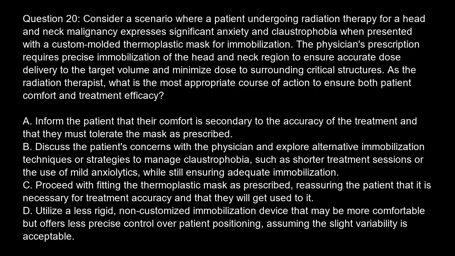Option A. Inform the patient that their comfort is secondary to the accuracy of the treatment and that they must tolerate the mask as prescribed. Option B. Discuss the patient's concerns with the physician and explore alternative immobilization techniques or strategies to manage claustrophobia, such as shorter treatment sessions or the use of mild anxiolytics, while still ensuring adequate immobilization. Option C. Proceed with fitting the thermoplastic mask as prescribed, reassuring the patient that it is necessary for treatment accuracy and that they will get used to it. Option D. Utilize a less rigid, non-customized immobilization device that may be more comfortable but offers less precise control over patient positioning, assuming the slight variability is acceptable.